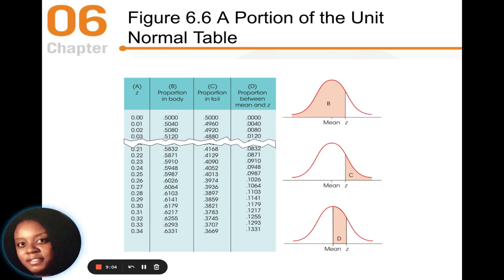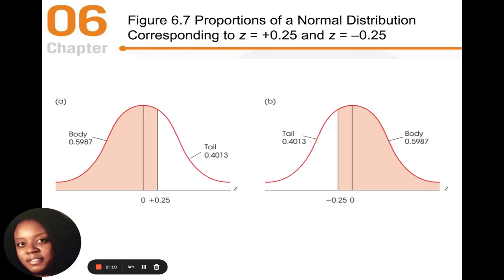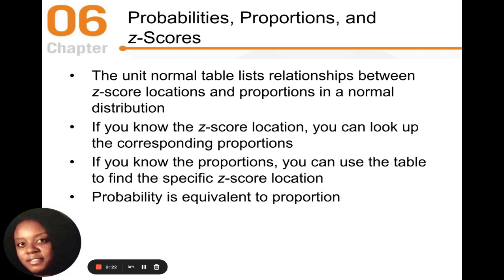Here's an example of a normal table. This shows some proportions of a normal distribution that correspond to those z-scores. The unit normal table lists relationships between z-score locations and proportions in a normal distribution. If you know the z-score location, you can look up the corresponding proportions. If you know the proportions, you can use the table to find the specific z-score location. So probability is equivalent to those proportions.